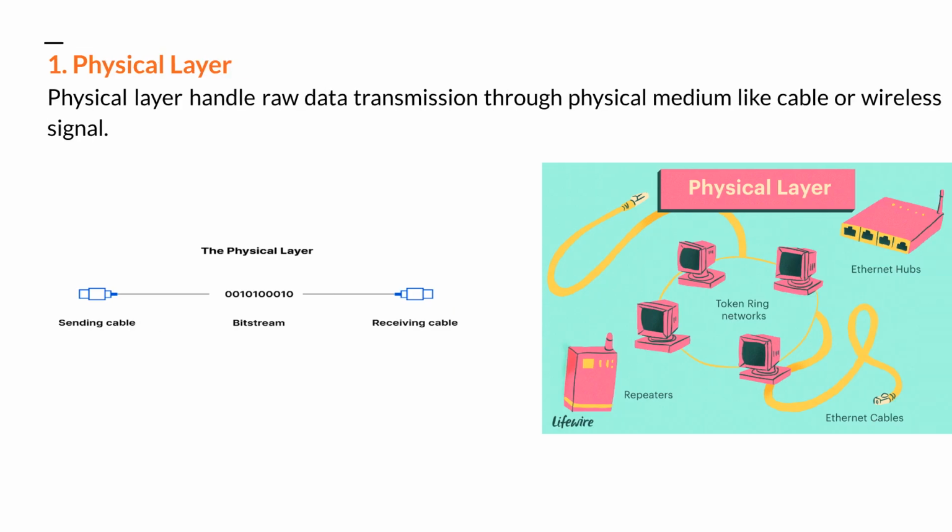Finally, Layer 1 is the physical layer. It handles the raw data transmission through physical mediums, such as cables or wireless signals.